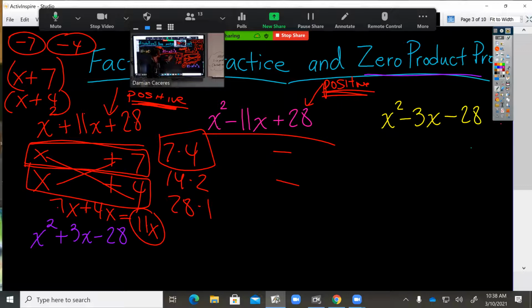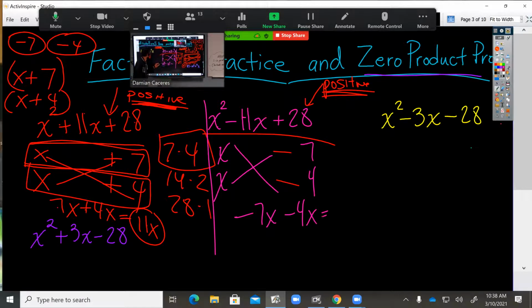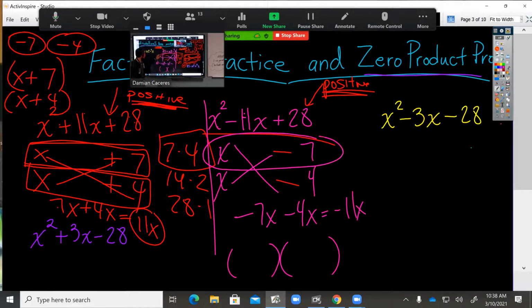On number 2, same thing. Break down the first and the last number. Now, why did I use 7 and 4? Because it gives me 11. Now, if I cross multiply, I get negative 7x minus 4x, which is negative 11x. Correct middle number. So now, my first binomial is the top part, and my second binomial is the bottom part. If my factor is x minus 7, my solution is positive 7. If my factor is x minus 4, my solution is positive 4.